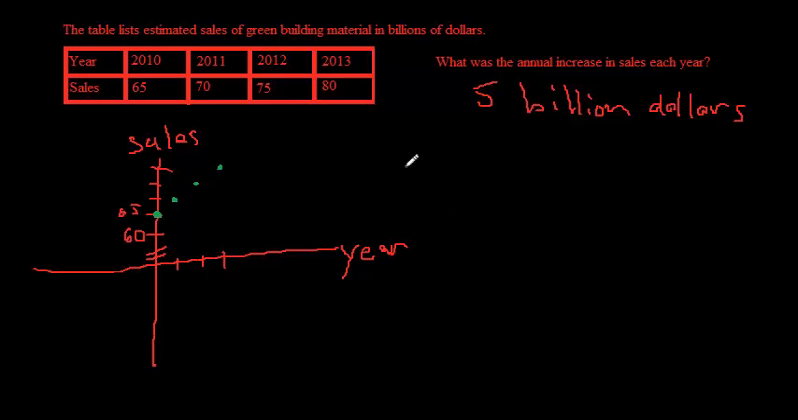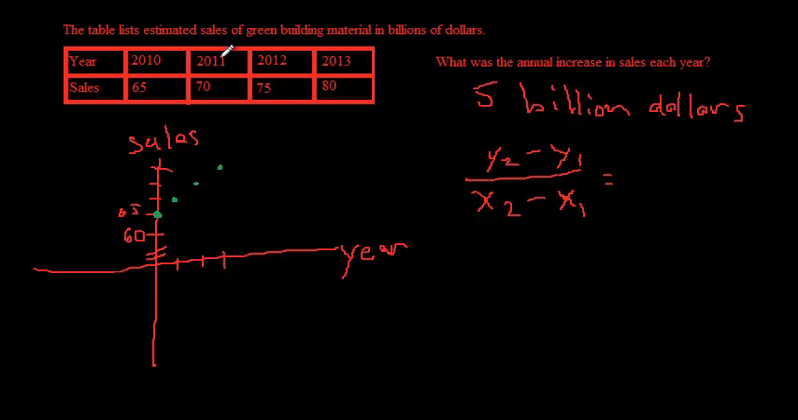Another way we can think about this is asking what is our rate of change, or another word, slope. The slope of this graph, you take your change in your y values over change in your x values, or in this case sales over years. We have y2 minus y1 over x2 minus x1. That is our formula.